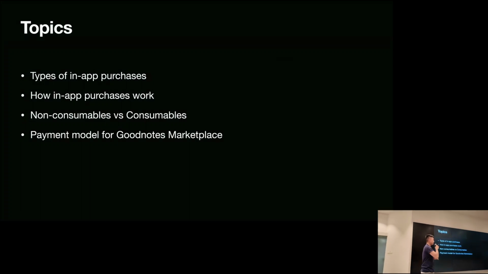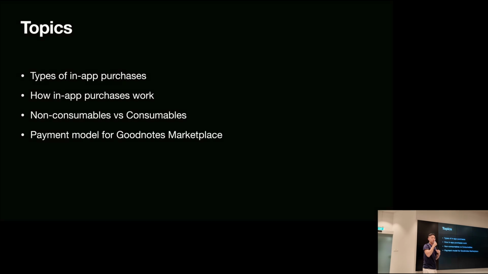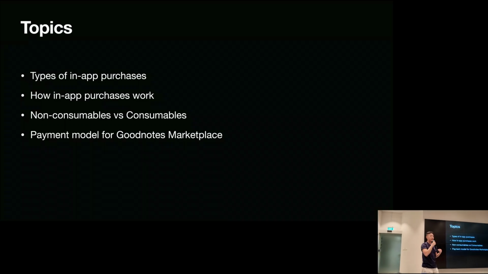These are the topics that I will be talking about today. The first one is types of in-app purchases from the App Store and how they work. Later on, I want to highlight two types of purchases, which are non-consumables and consumables. And the last one is I want to share my experience, challenges and learnings with the development of the payment model for GoNetZero's marketplace.